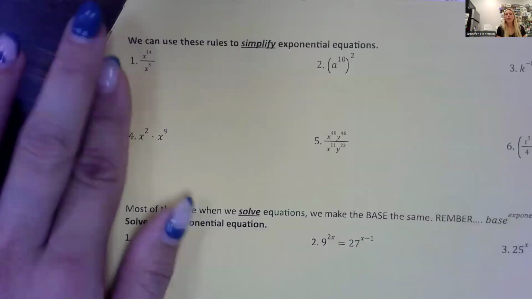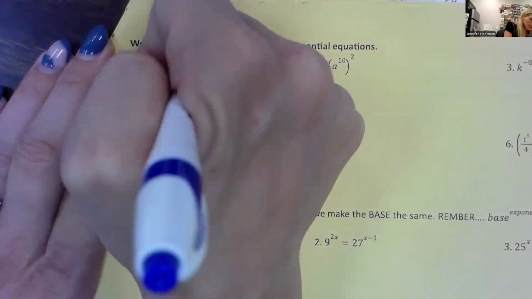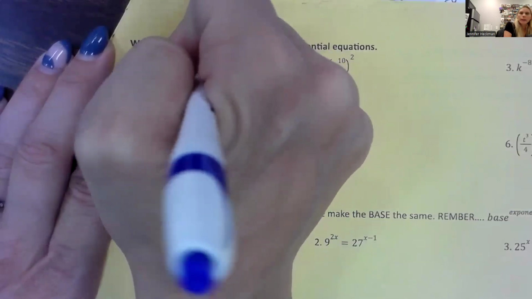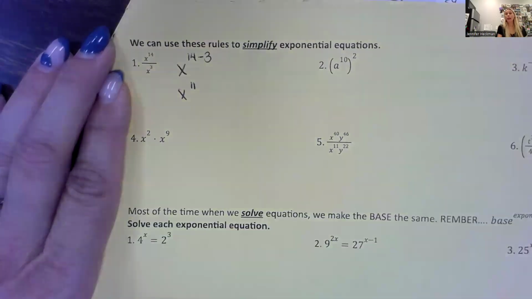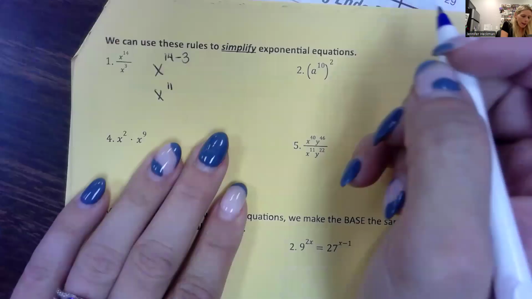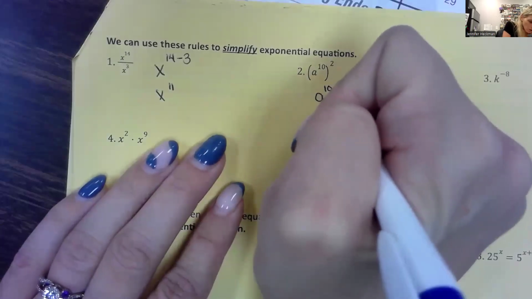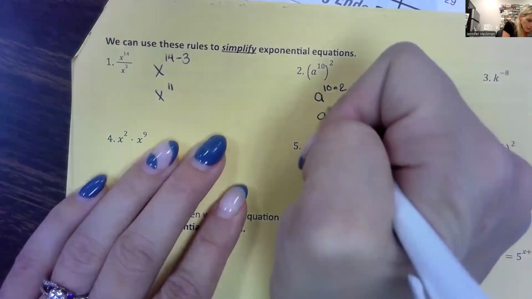Okay, so here we're dividing. Remember, what did we do with division? Have the base the same, and we're going to do what to the exponents? We are going to subtract them, which gives me x to the 11th. Done and done. When we have power to power, we multiply those powers, those exponents. So our answer is a to the 20th.